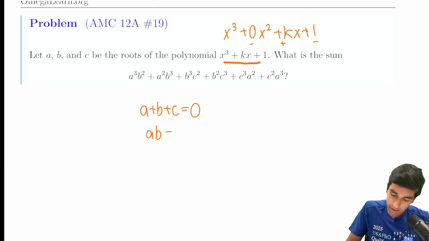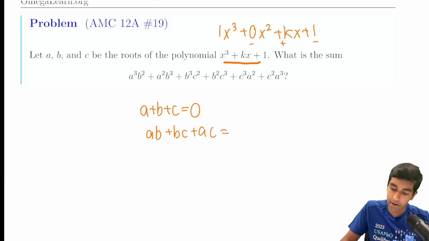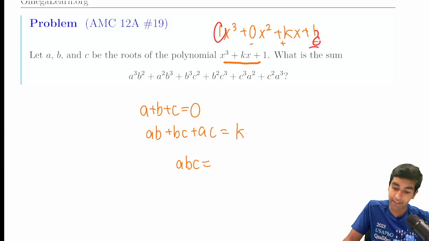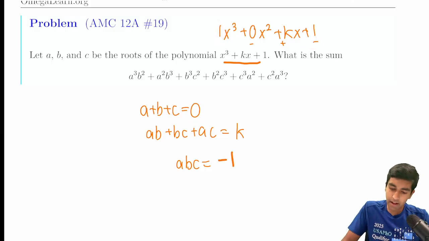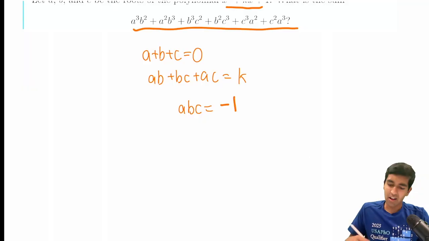So ab plus bc plus ac is equal to positive k over 1. That's just k. And then we have abc equals negative 1 over 1, that's negative 1. And we're asked to find this ginormous looking sum. What is this, first of all?